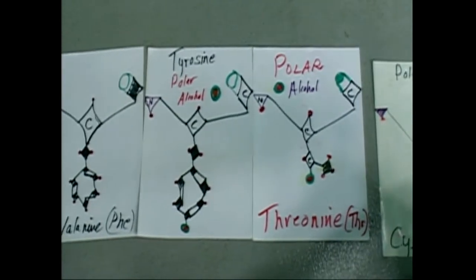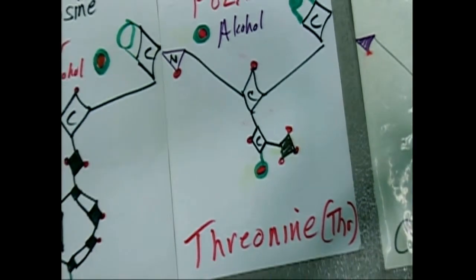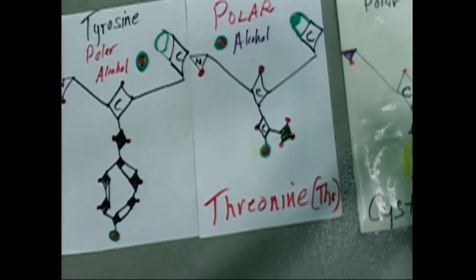Now over here, you got another polar, alcohol. This is that one I was telling you. See, the alcohol's in the middle. It's not a terminal. Serine had the alcohol on the end of it. This has the alcohol on the first carbon off the ring there. So this is polar. It's an alcohol.